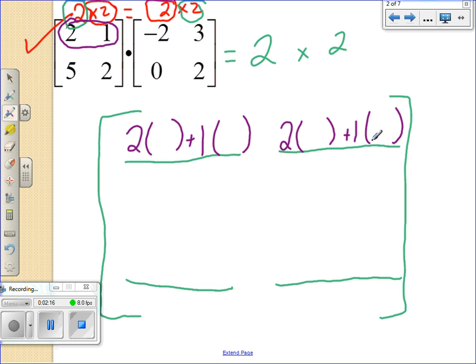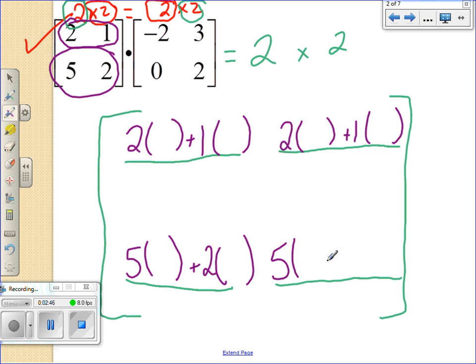So now that I have that, the question is, what am I going to put down here? Well, same process. For my second row, I'm going to look at the second row of my first matrix. So I have 5 and 2. I'm going to follow that same pattern: 5 times something plus 2 times something. And once again, whatever I put on the first entry of my row, I'm going to put on all entries of my row. So once again, 5 times something plus 2 times something.